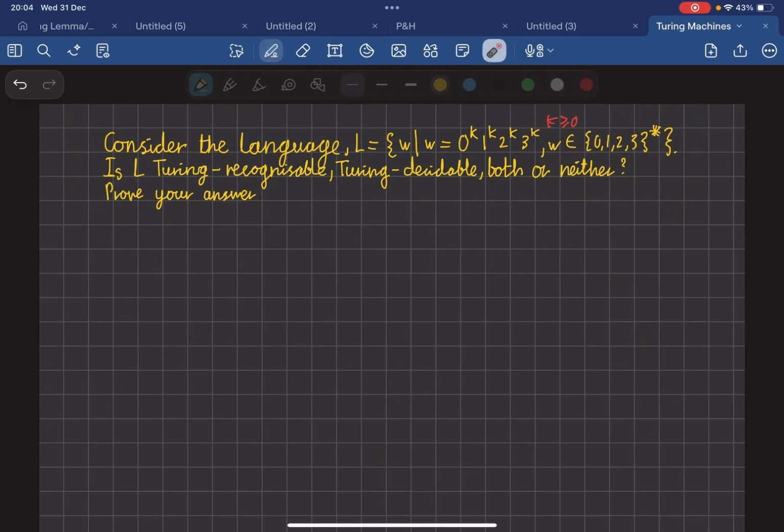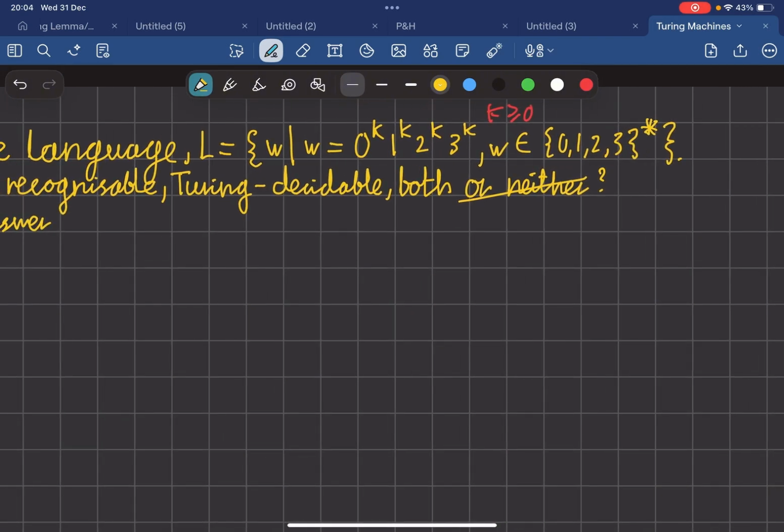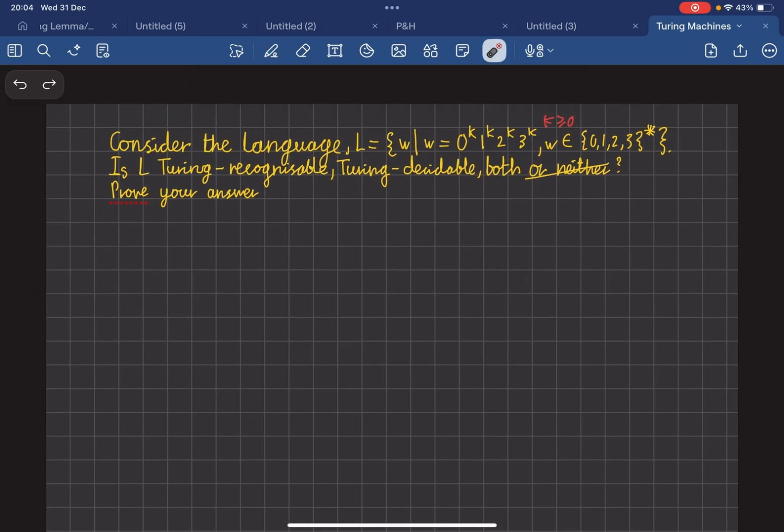So the question asks us to consider a language and then prove that it's either recognizable, decidable, both, or neither. So we haven't done enough to prove the fact that it's none of them. And so what we're going to do is just ignore this. So for the sake of this question, and now, we're just going to be trying to prove one of these three.